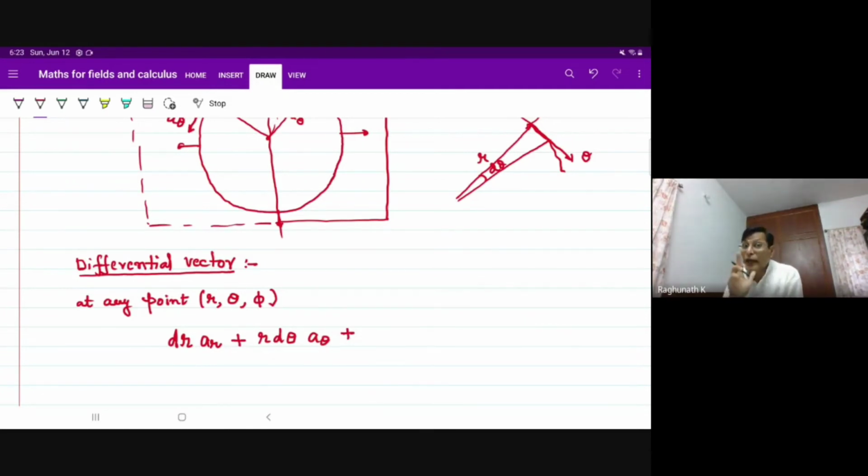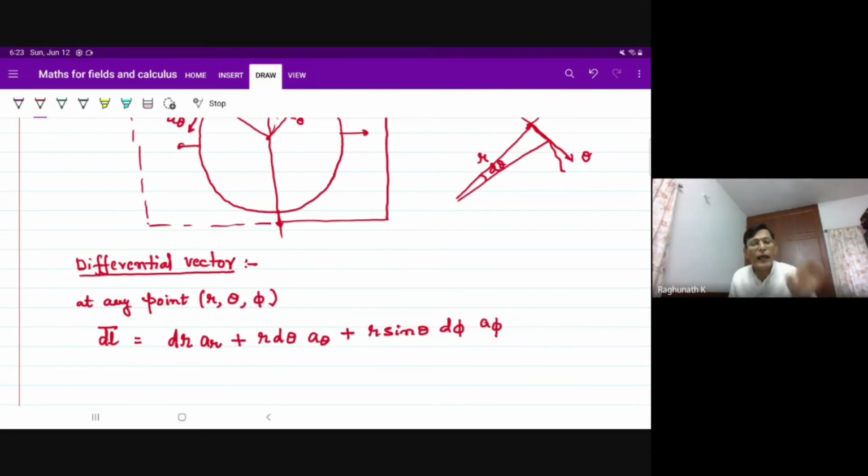R d theta a theta, plus, keeping theta and phi constant, I am on a circle of radius r sin theta. If I vary phi by d phi on a circle of radius r sin theta, I will move a distance of r sin theta d phi, theta and phi in radian, to produce a phi component. This is dl bar. Please check it.